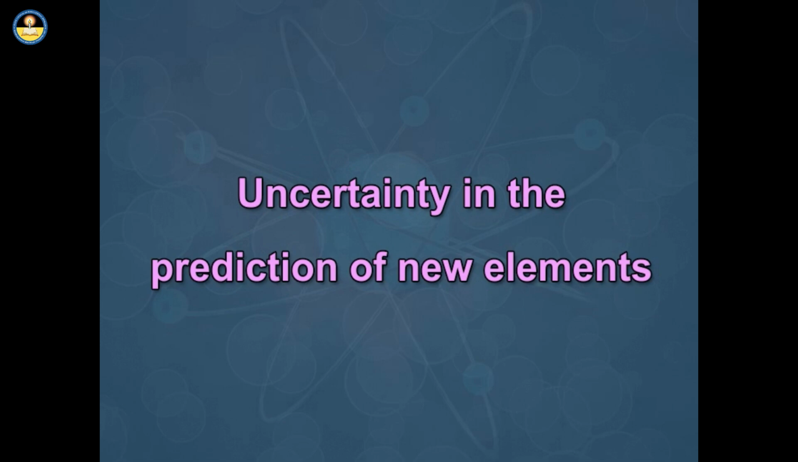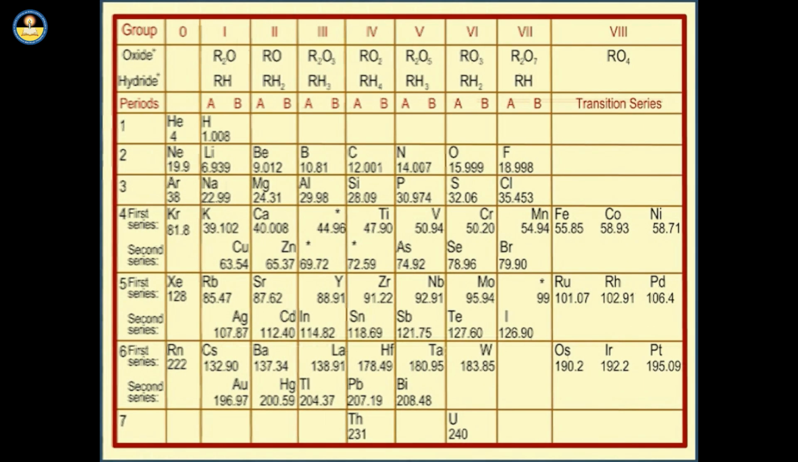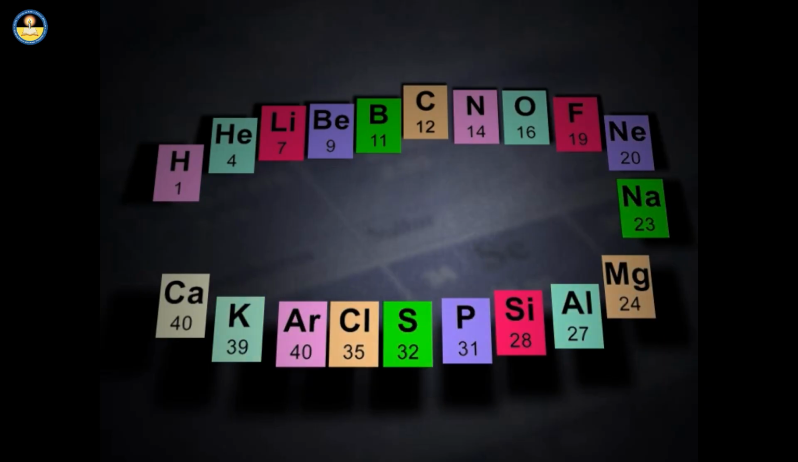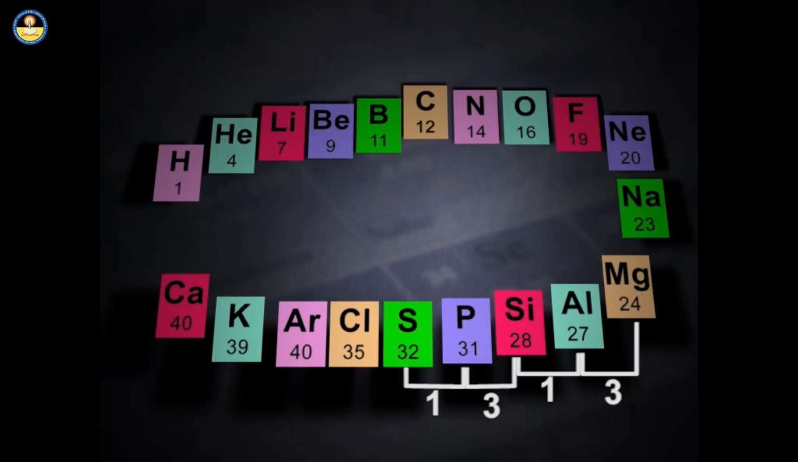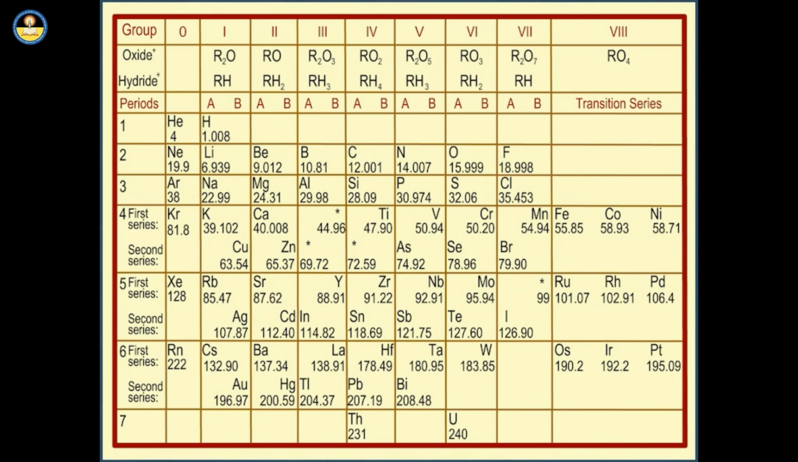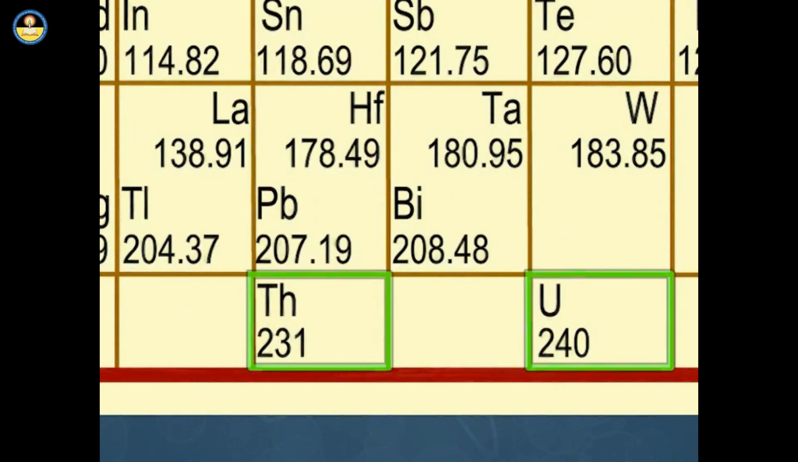Uncertainty in the prediction of new elements. In Mendeleev's periodic table, the elements are arranged in increasing order of their atomic masses. But the atomic masses do not increase in a regular manner in going from one element to the next. The difference in atomic masses between two successive elements is small among lighter elements. So, it is not possible to predict how many new elements there are, especially among heavier elements.